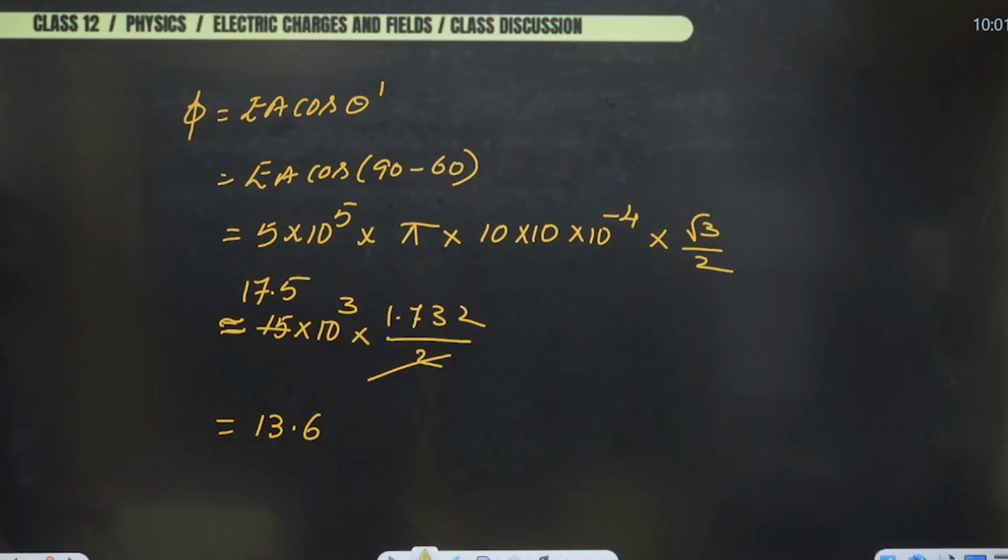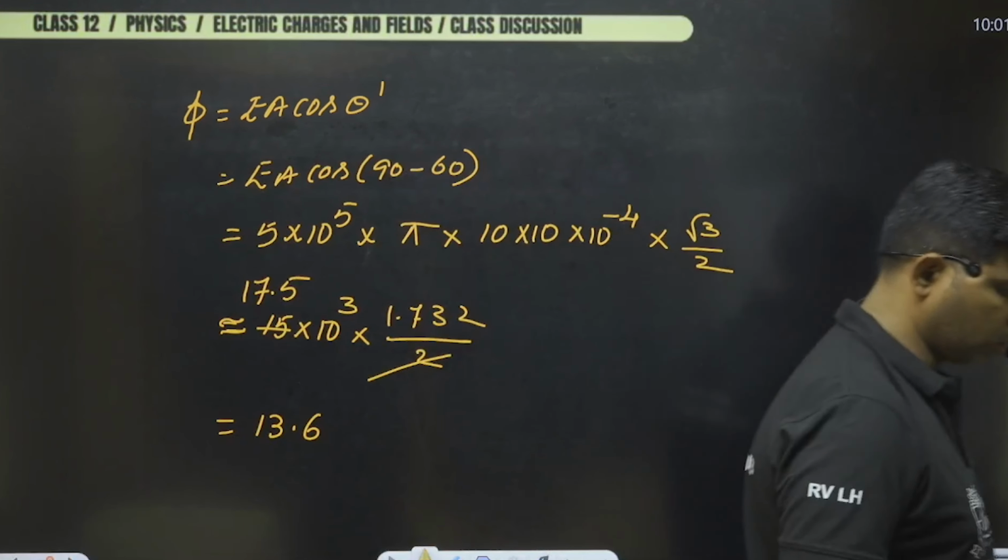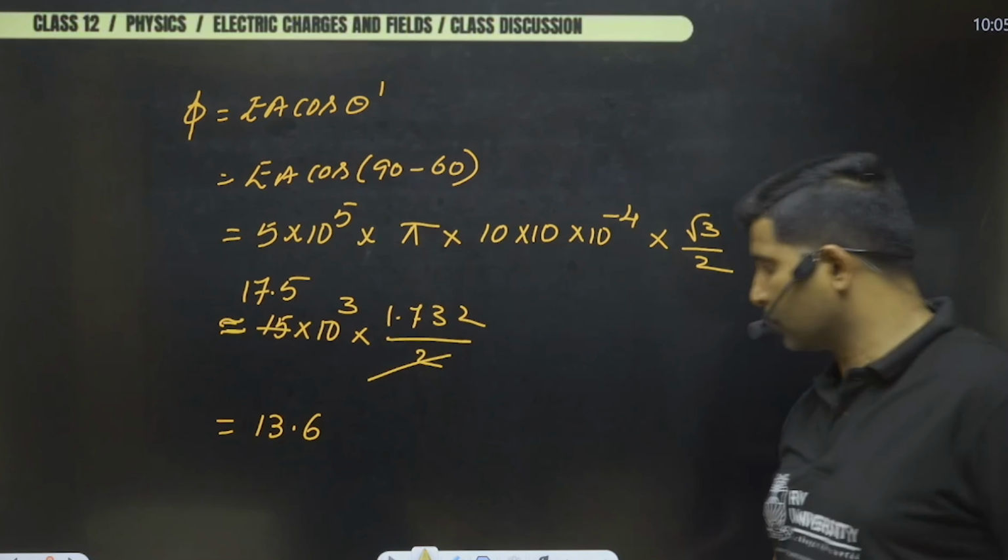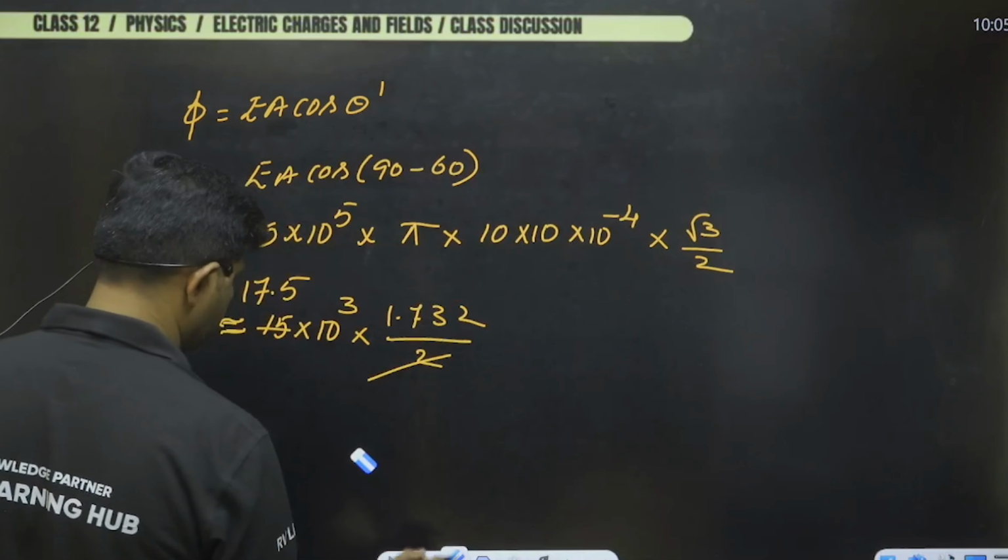How can you get it here? 13.6 will not come. But whenever we multiply this value, so please go through the calculation once again. Whenever you observe this, I made a mistake here.